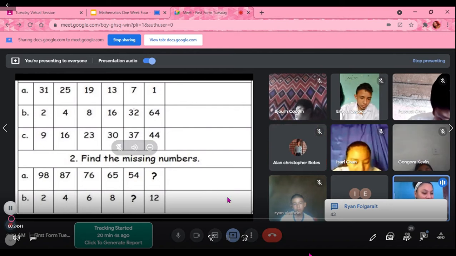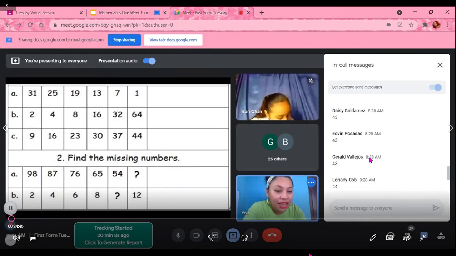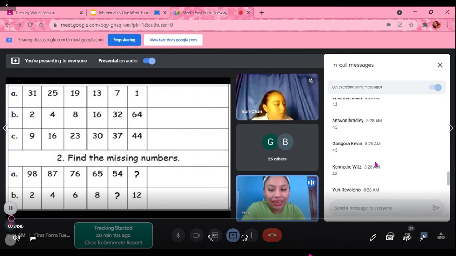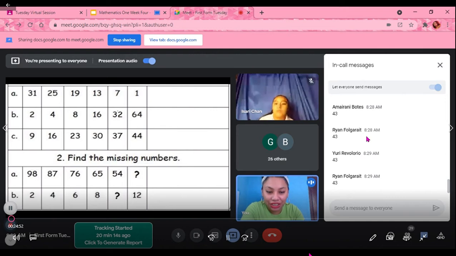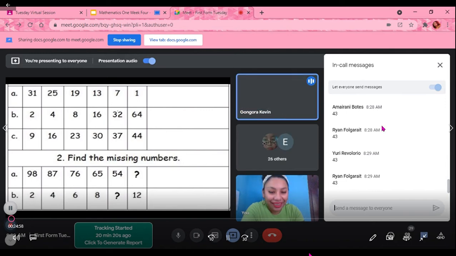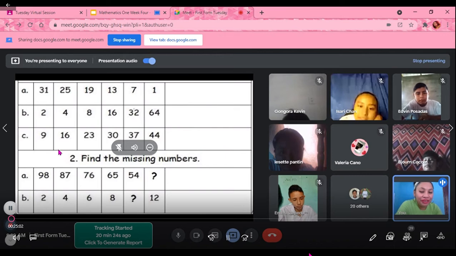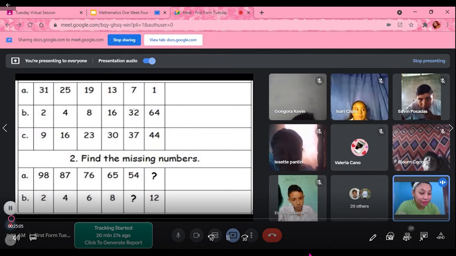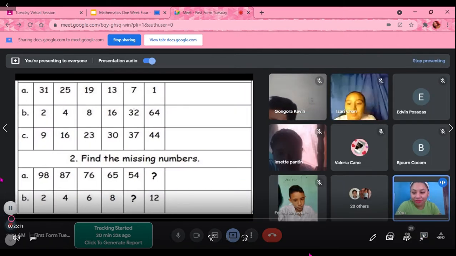Okay, let's look at the answers that I have in the chat. 98, 87, 76, 65, 54. What am I doing to each number? Who can tell me what's the pattern rule here? Subtracting. You're taking away 11. Very good. So now if I have 54 and I minus 11 from 54, I get 43. Very good, everybody.